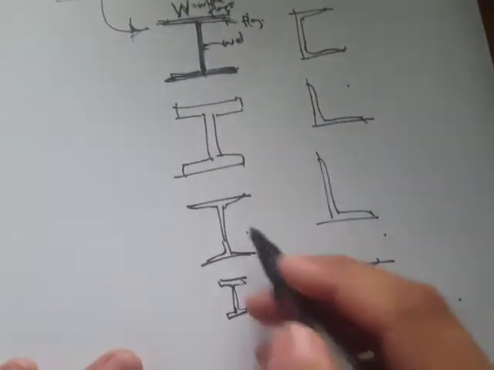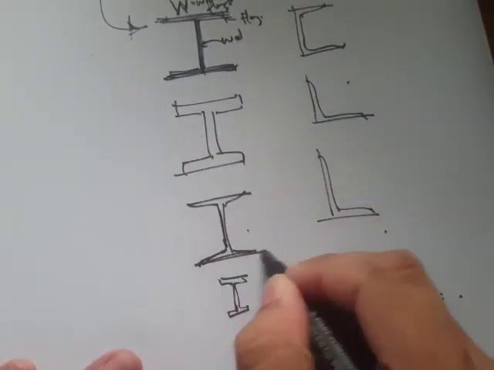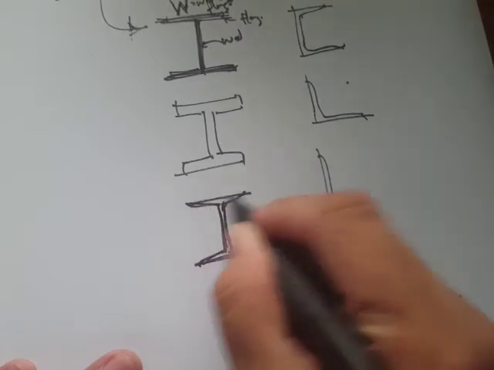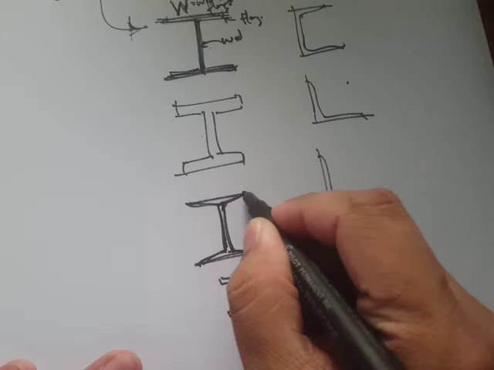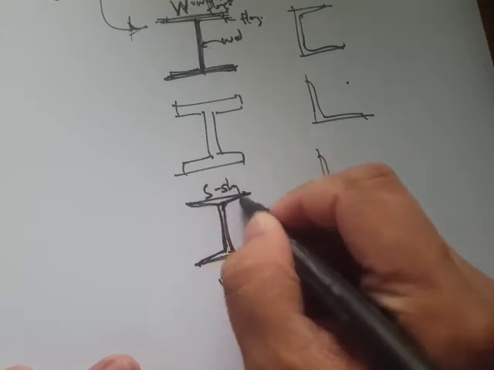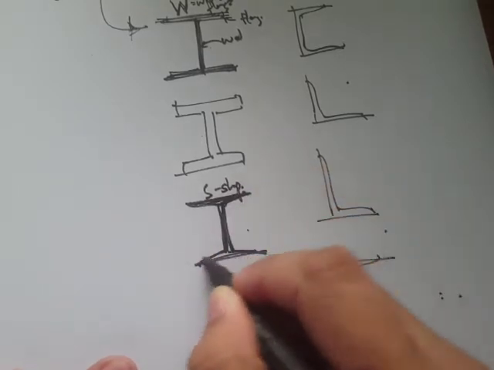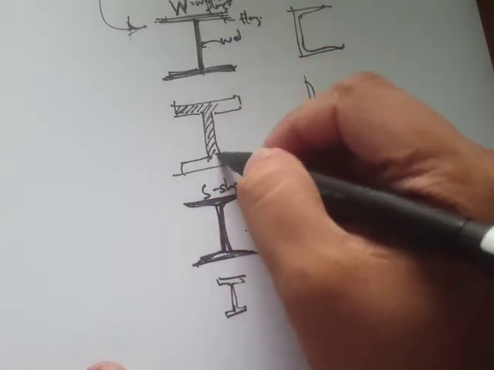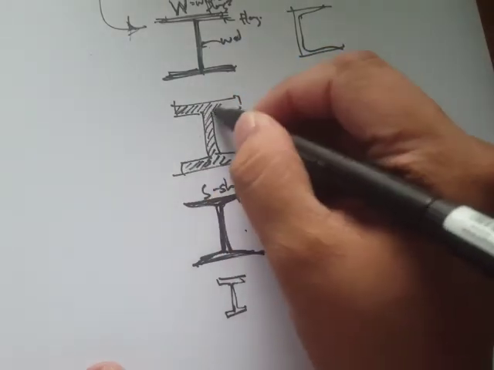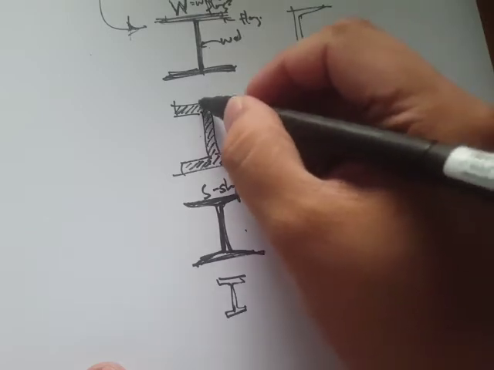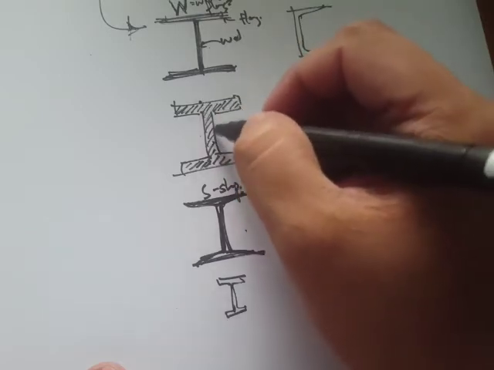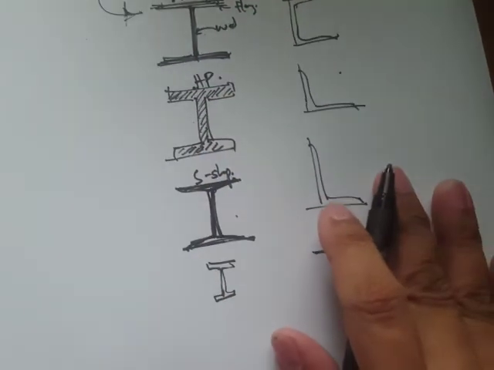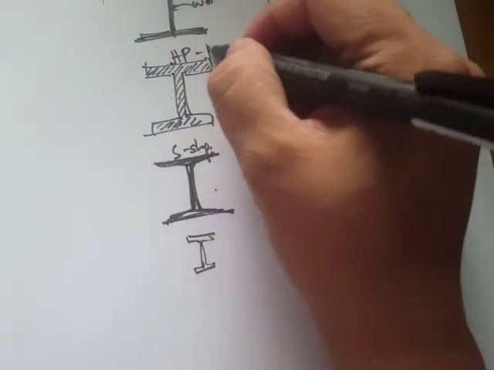But compare that to this one. Something similar, but actually the difference is it's tapered at this point. So that's the S shape. Okay, what else? If we have a much thicker web and flanges, this is web and flange, then that's going to be HP. That's bearing piles.